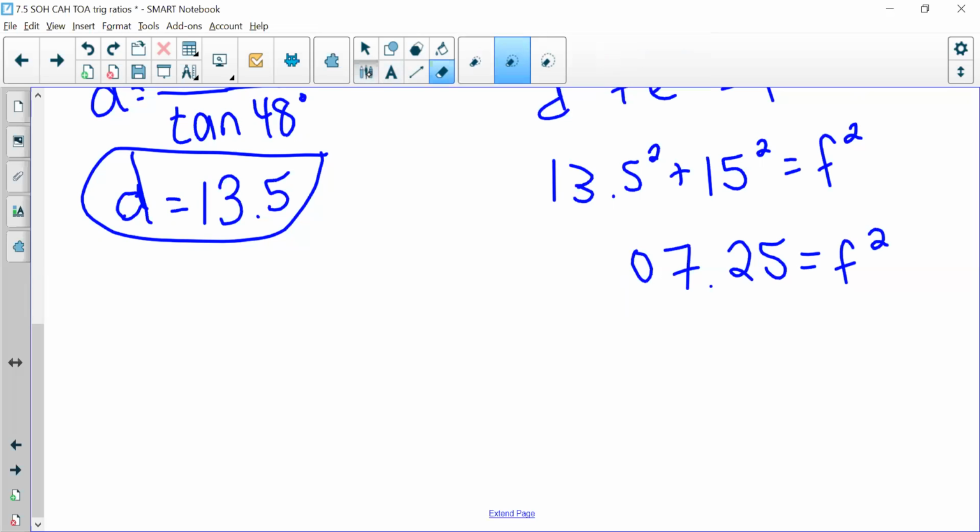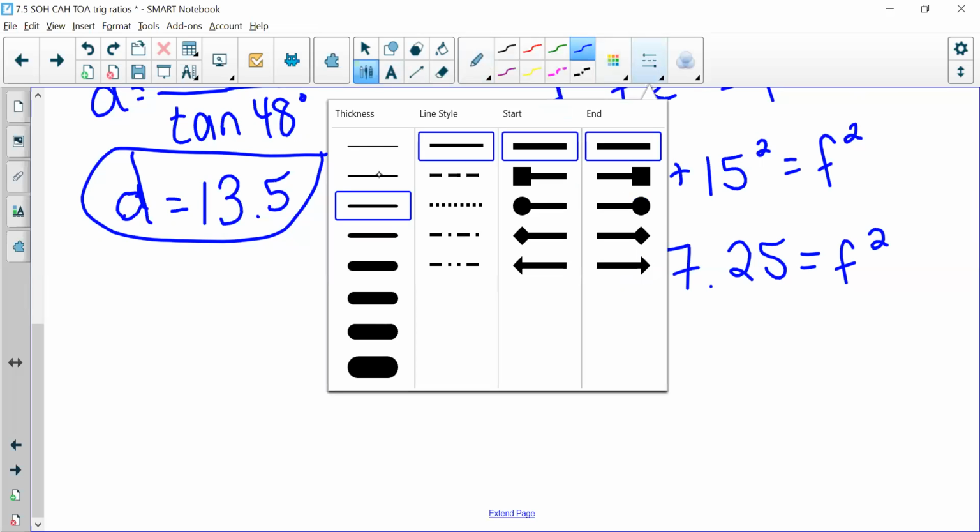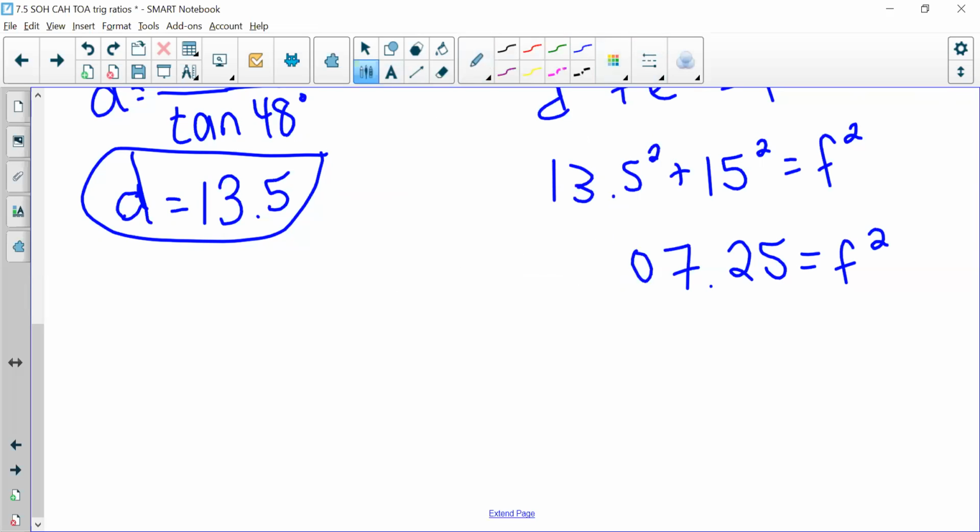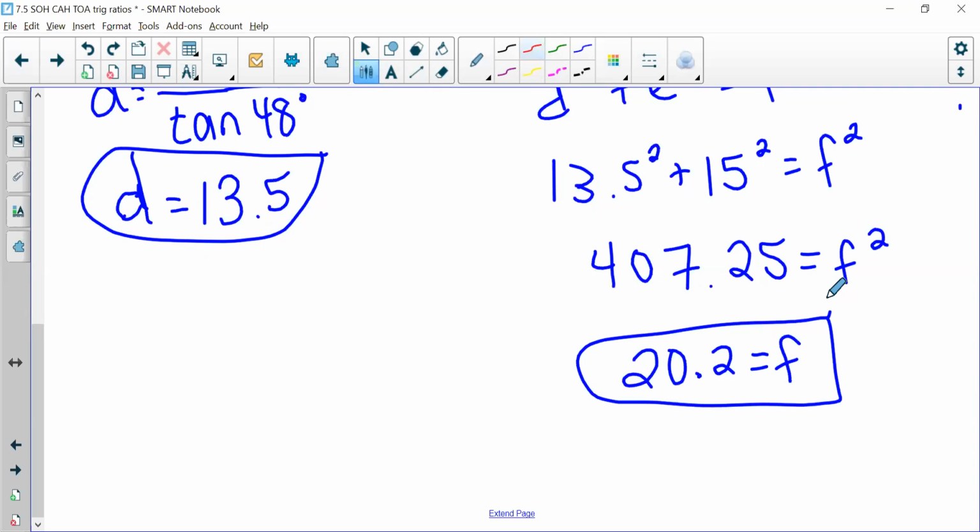All right. Nice work, guys. Okay, so I got 20.2. Some of you guys just rounded to 20, which is okay. But you get 20.18. So I'm going to say 20.2 is F. Okay, so I'm filling out my chart, 20.2.